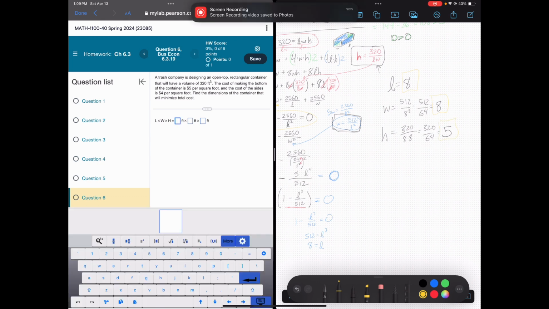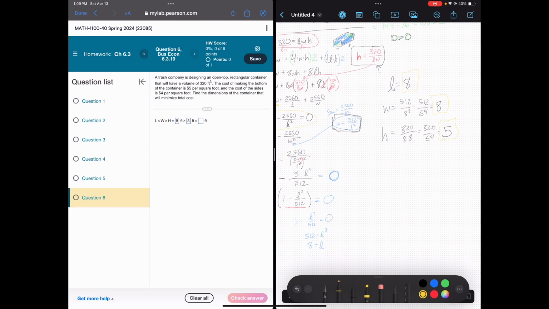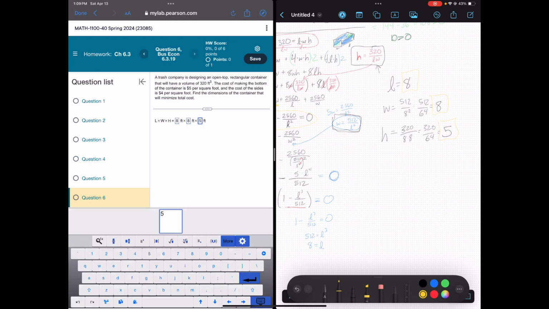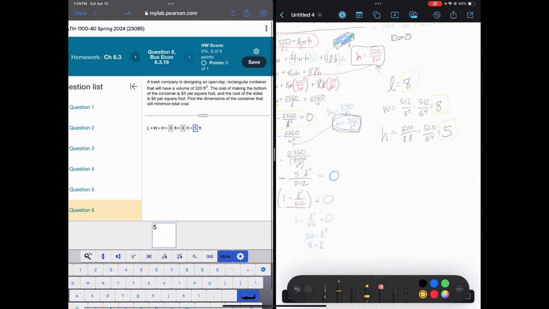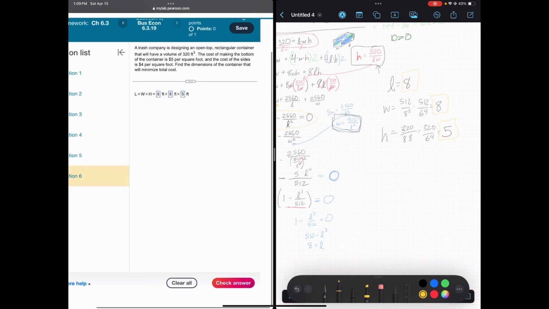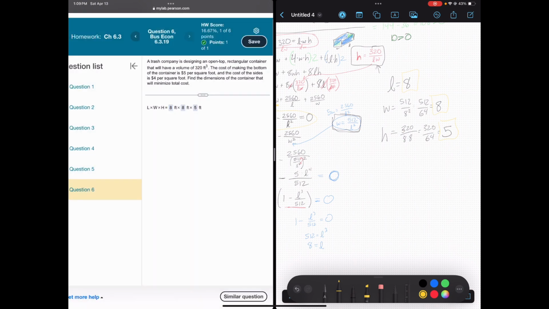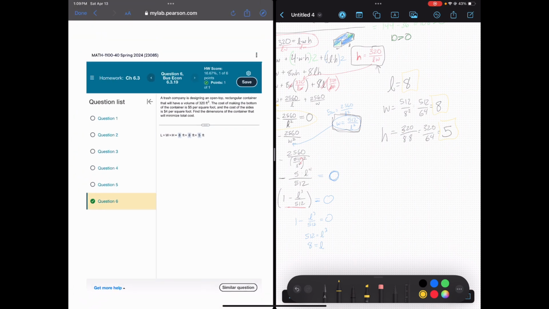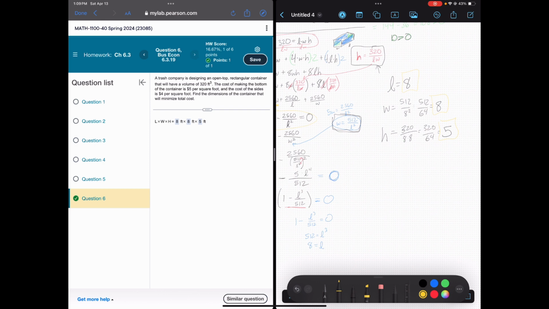Let's check to see if this is actually right. 8 by 8 by 5. Notice I'm putting the height last because that's how it's listed right here. Length times width times height. Okay, let's try it. Oh, good. I was pretty confident since my answers were whole numbers. If you're not getting whole numbers, something's wrong.